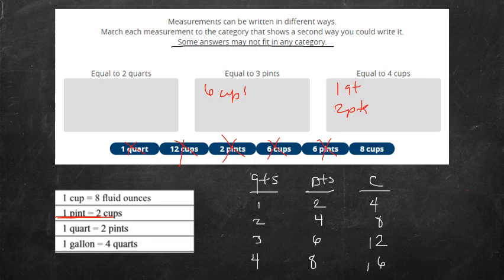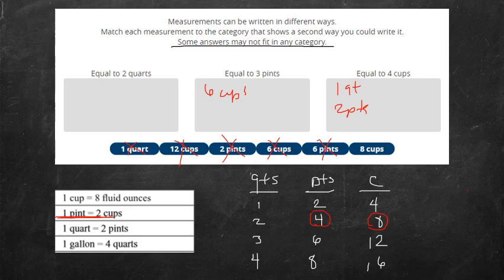8 cups. Where is 8 cups? Well, here's 8 cups here. Does 8 cups equal 4 cups? Definitely not. 8 cups is more than 4 cups. Does 8 cups equal 3 pints? No, because 8 cups is 4 pints based on my chart.